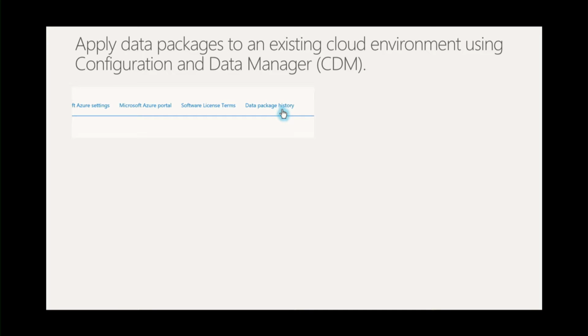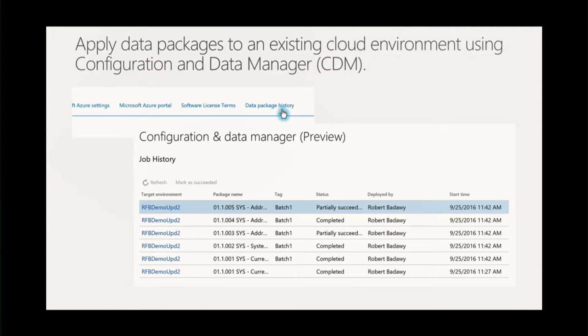In the main environment page of LCS, you can click on the data package history button, and it will show you a history of all the data packages that have been applied to that particular environment. From there, you can click on an actual job. There's a link that sends you back to AX to look at more details as to what happened to these packages. For example, you can see from the screen here, and I'm going to demo this also, that one of these packages has partially succeeded. So you'll be able to navigate to AX and dig deeper into what happened, why it did not succeed completely, and take actions based on this.